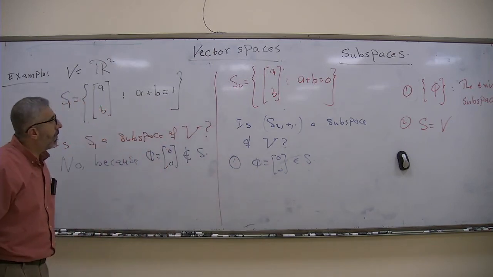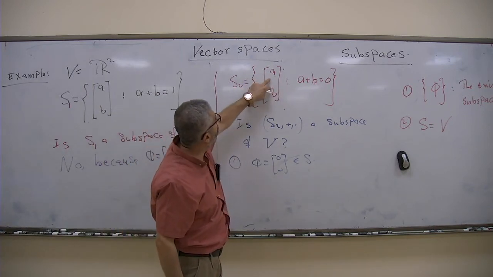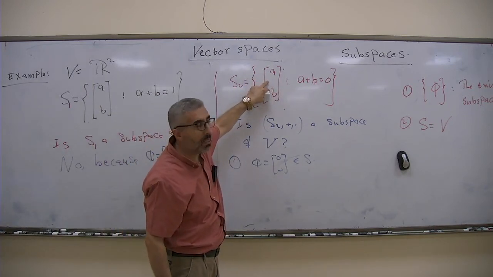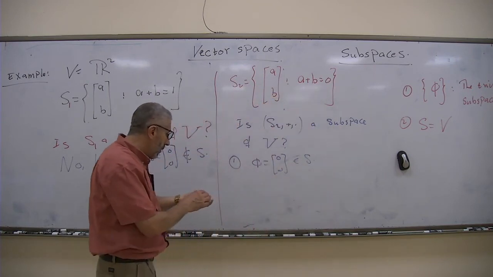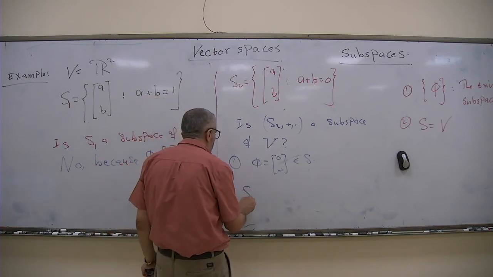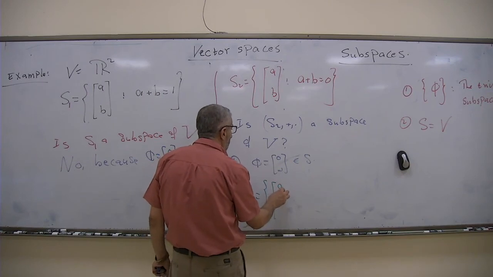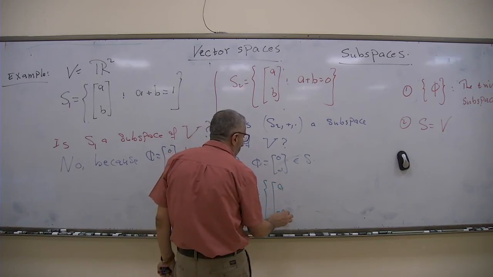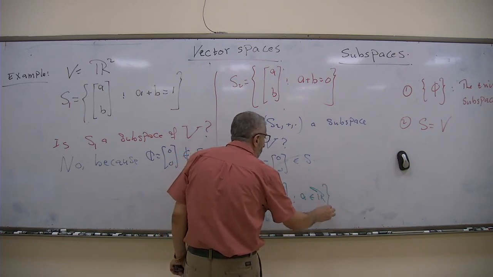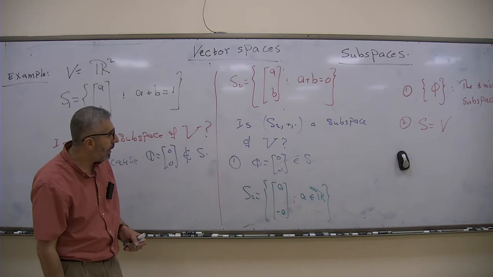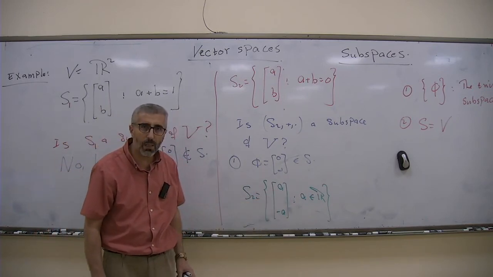Now, what about the other two conditions? If I take two vectors from here and I add them, is the result going to be here? Well, you can understand it better by saying S2 is in fact (a, negative a), such that a is a real number. If you write it in this way, you can see that if you take two vectors of this type and you add them, the result will be of this type, correct?